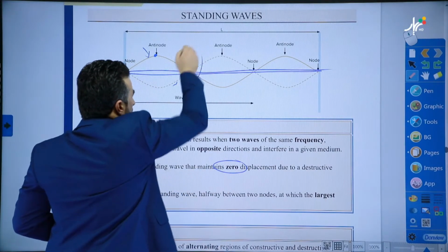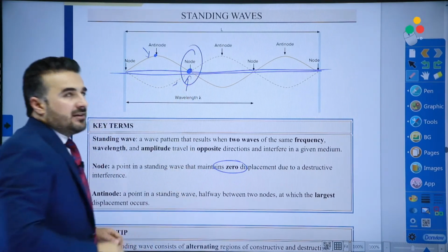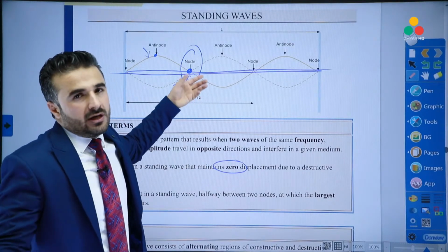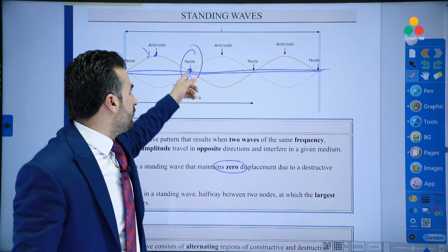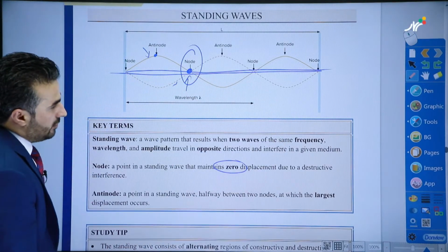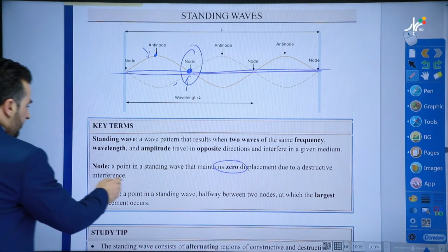So this is a node, a point on the wave that will always have zero displacement. In other words, there is no vibration for those particles that are the nodes here. Okay, so due to what? Due to destructive interference.